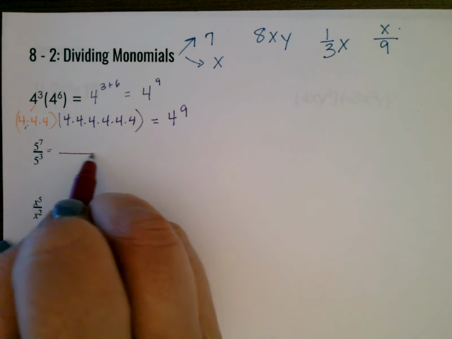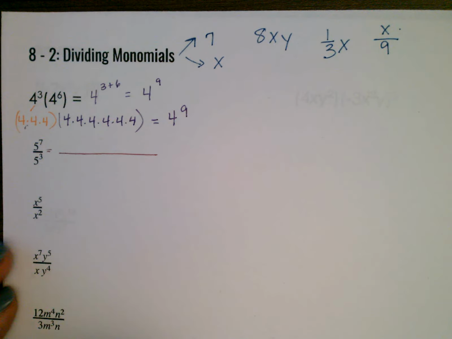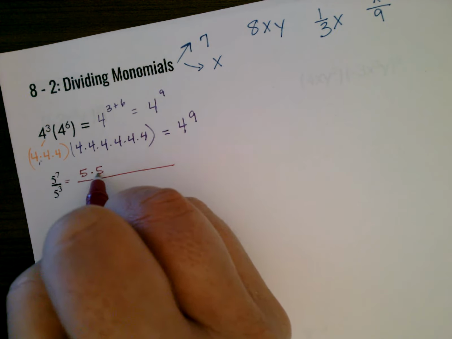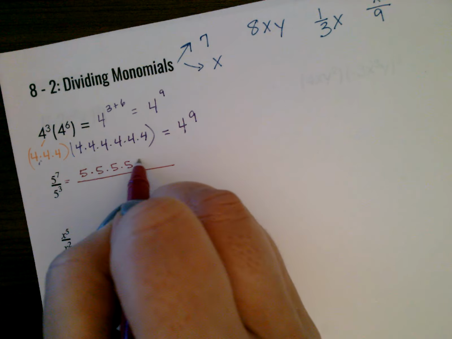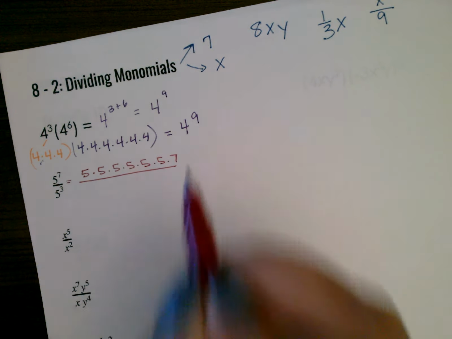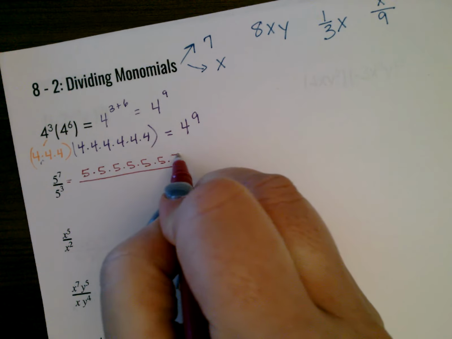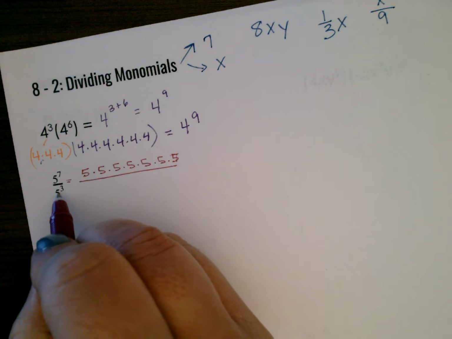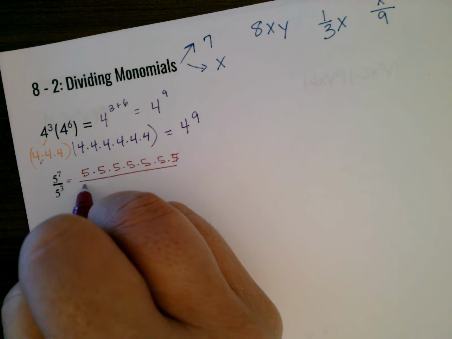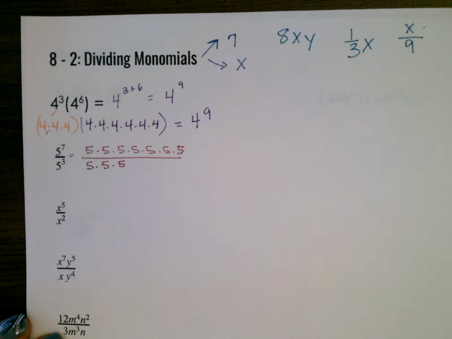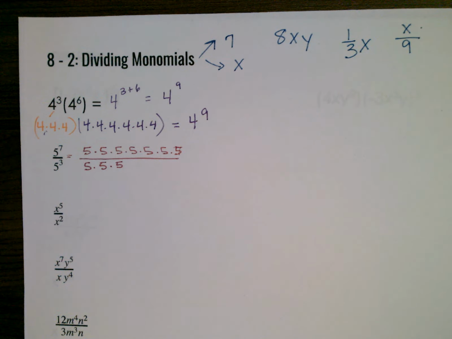Well, as in multiplication, when I have 5 to the 7th power, it's the same as saying 5 times 5, 7 times. Oops, I wrote 7 because I was counting. Over 5 cubed, so I would have 5 to the 3rd power, or 5 times itself 3 times.